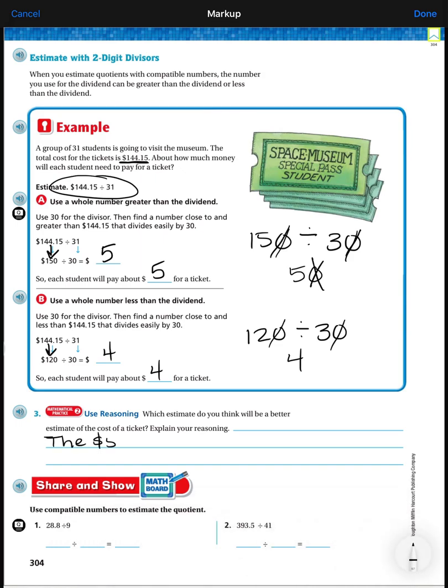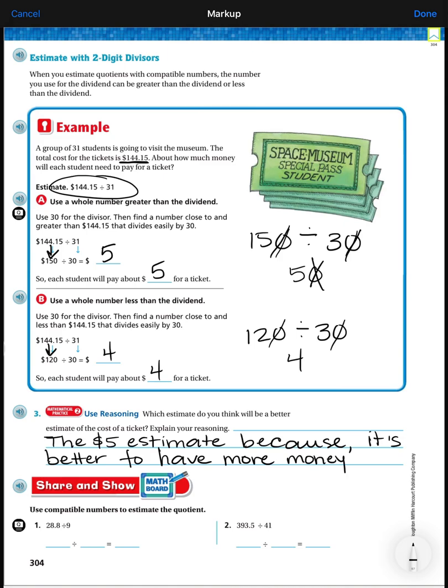So I would say the $5 estimate, because it's better to have more money than not enough.